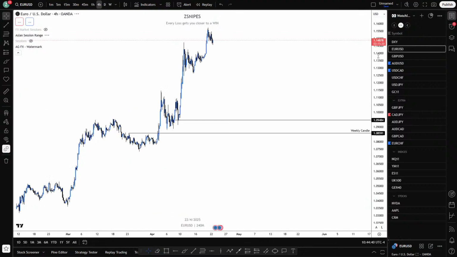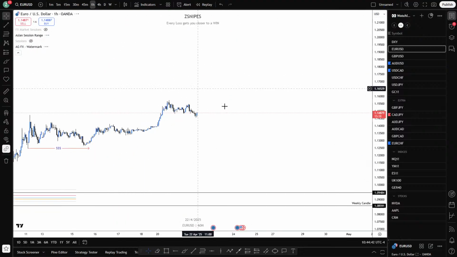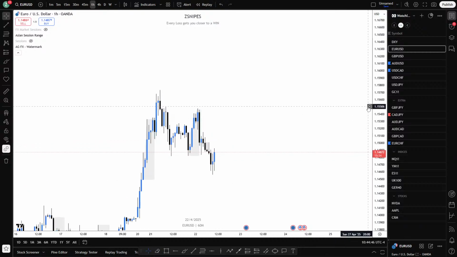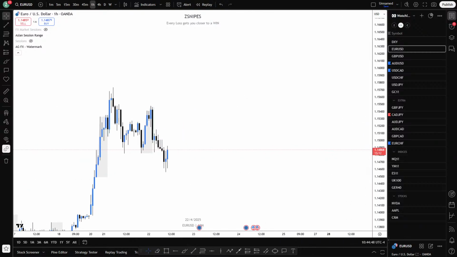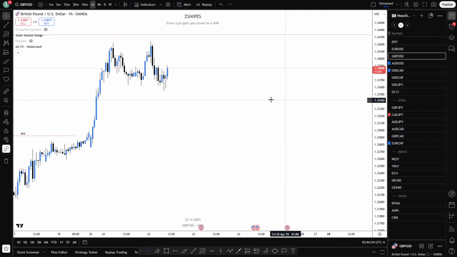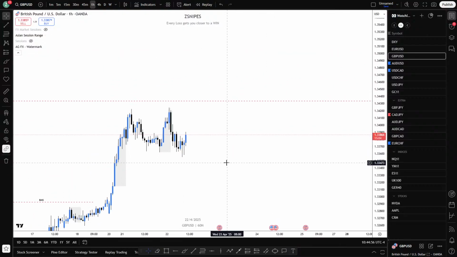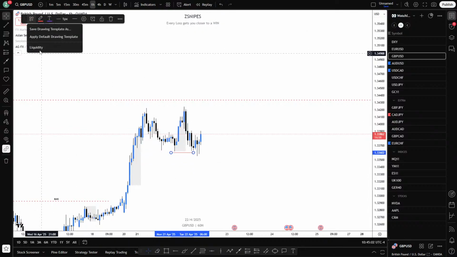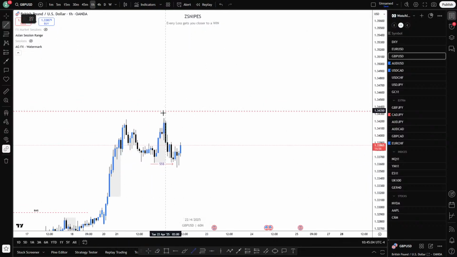Let's look at what else we have for this week so far. EU taking out some lows here. Same thing here on GJ. We took out Asian lows, not GJ, but GU. Took out Asian lows here, like that.